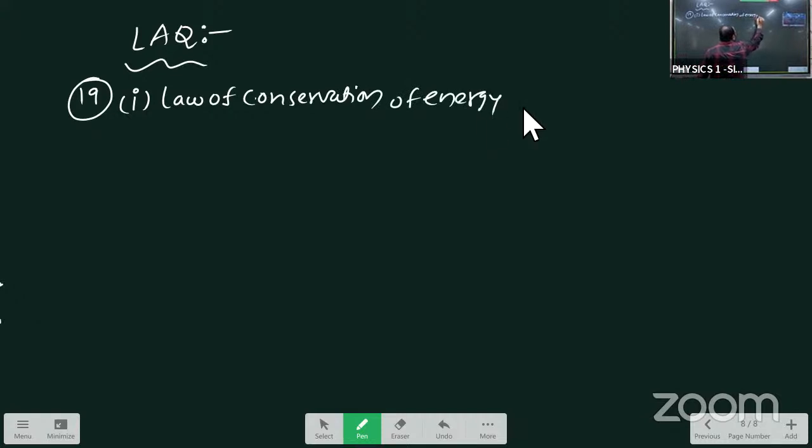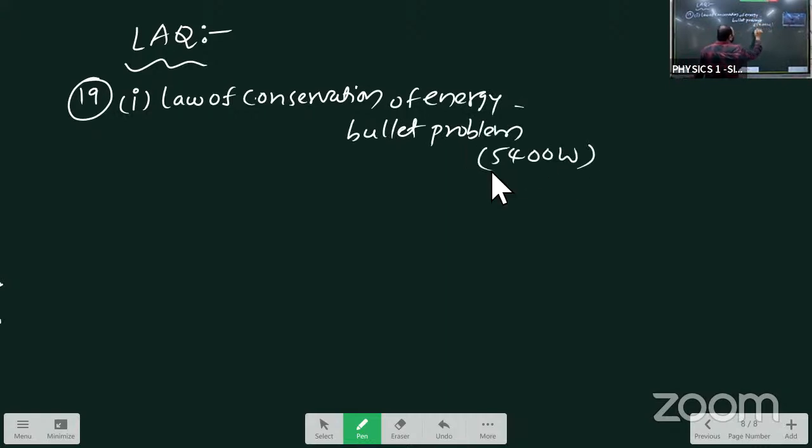The 19th question is from mechanics, the work, power, energy lesson. For the 19th, from these two you are getting one. 19th first question: law of conservation of energy with bullet problem. Just now we did 5,400 watts. Question number 1, all 3-star questions: law of conservation of energy with bullet problem.